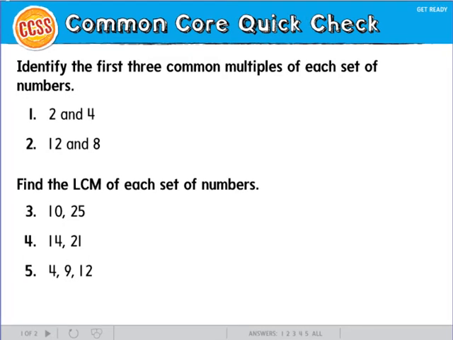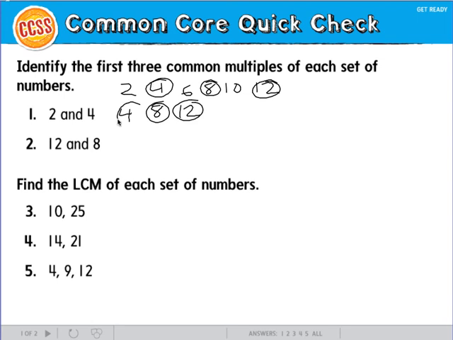Okay. We're going to identify the first three common multiples of each set of numbers for 1 and 2, and then you're going to find the least common multiple of each set of the second numbers. Now, the first three common multiples, what does that mean? So we're going to go 2, 4, 6, 8, 10, 12. 4, 8, 12. So 12 is a common multiple, 8 is a common multiple, 4 is a common multiple. So there's all three. You see how I did that?